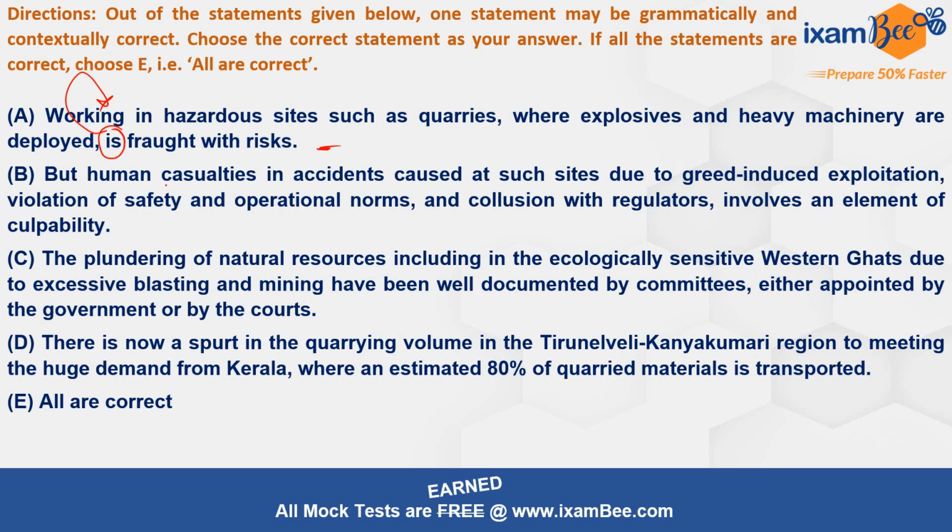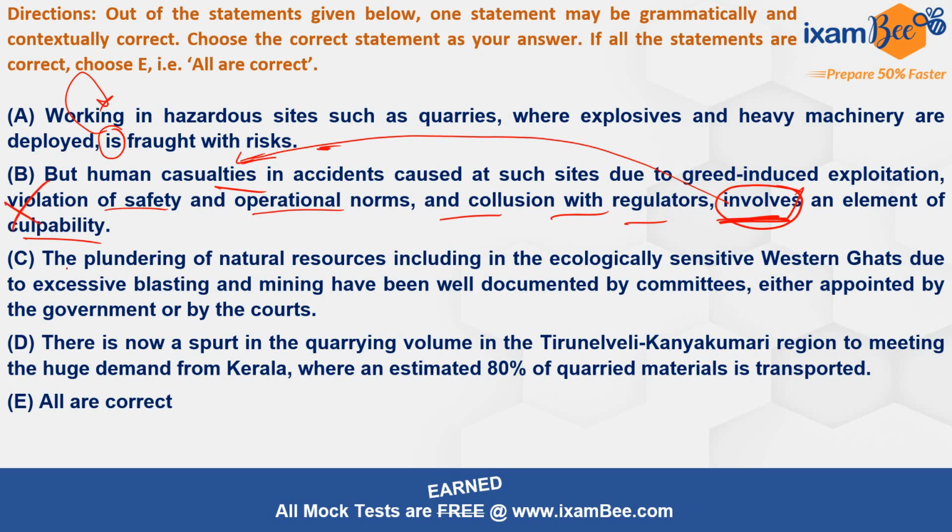right? Here it says, but human casualties in accidents caused at such site due to greed-induced exploitation, violation of safety and operational norms, and collusion with regulators involves an element of culpability, right? So involves is one verb, right? What is the subject for this verb? The subject here is human casualties. Human casualties, right? So here casualties is what? Plural. So involves is wrong. It should be involve, right? Because the plural verb should go with a plural subject, right? So B has an error.